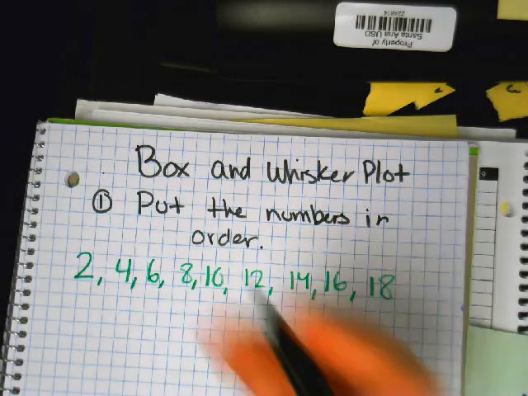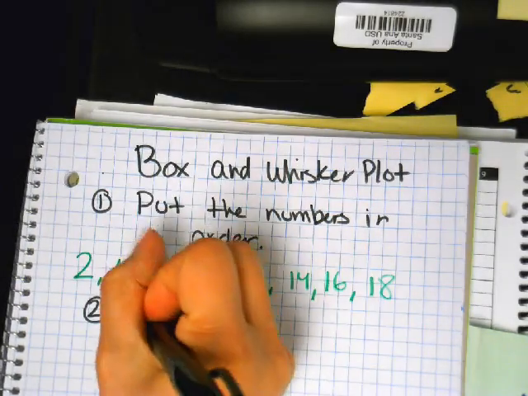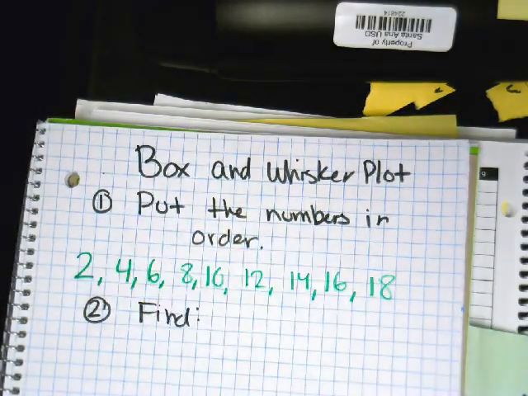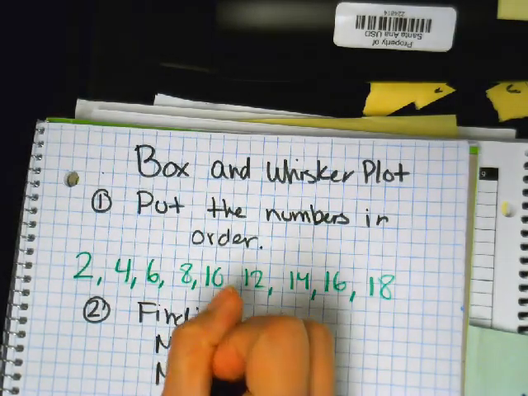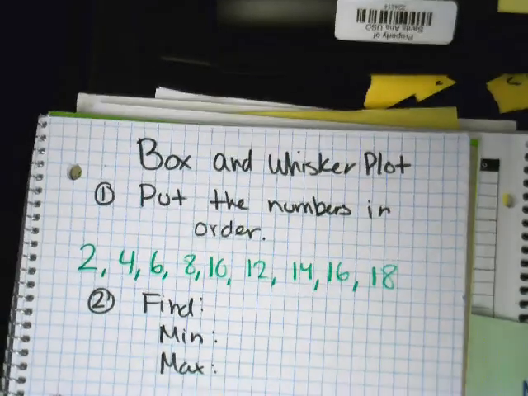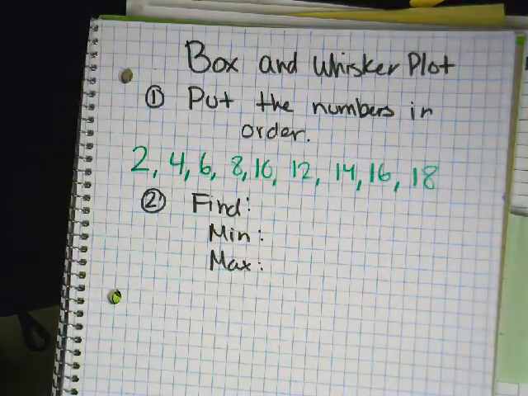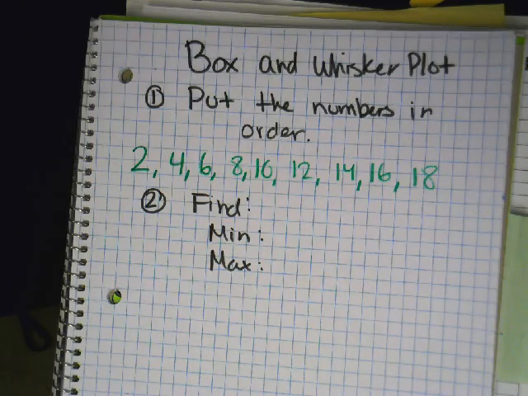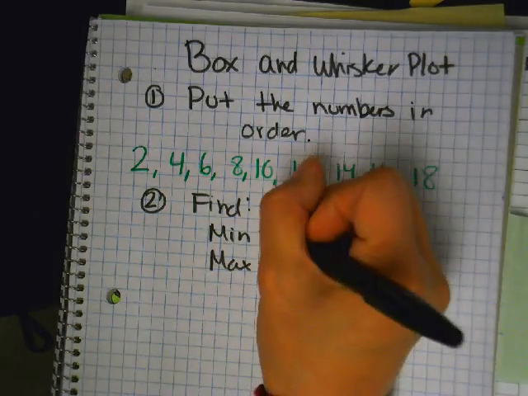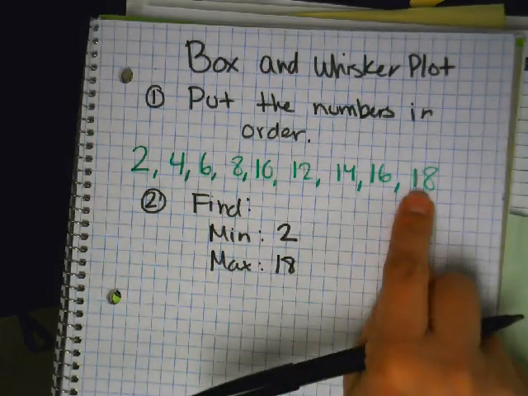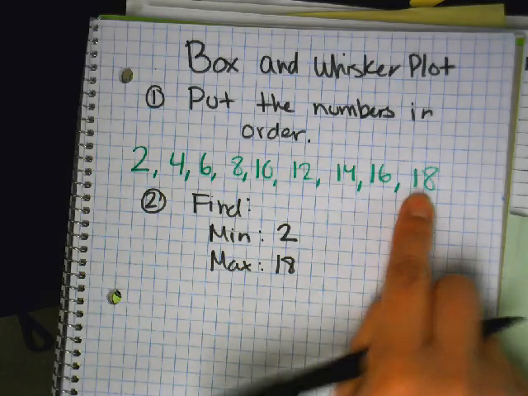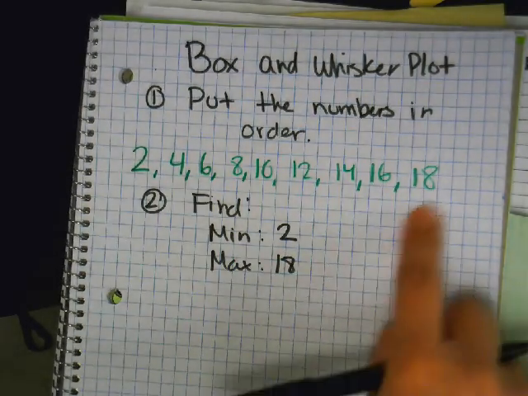Okay, second thing, now that they're in order, the first 2 things you find are the minimum and the maximum. Which numbers are your minimum and your maximum? All right, so which number is my minimum? 2, because they're in order, so it's pretty easy, the smallest number. Which number is my maximum? 18. It's in order, so you see that's my biggest number. Easy enough? So minimum, smallest number, maximum, biggest number.